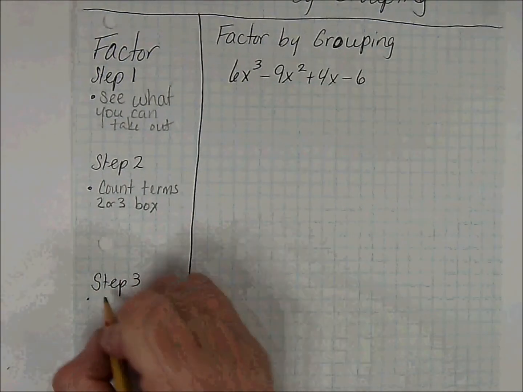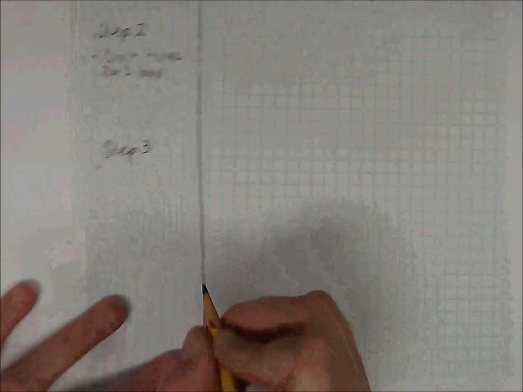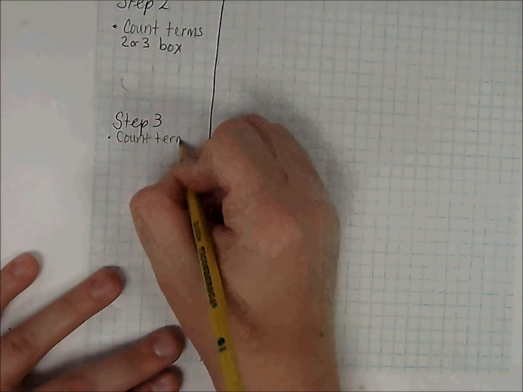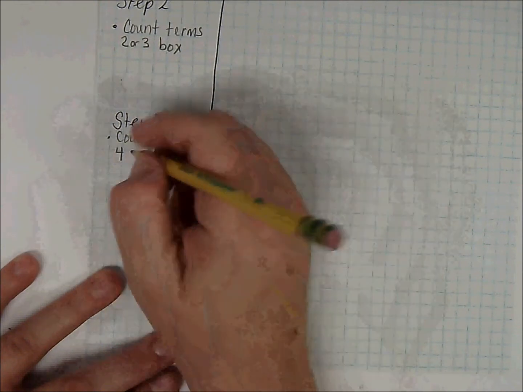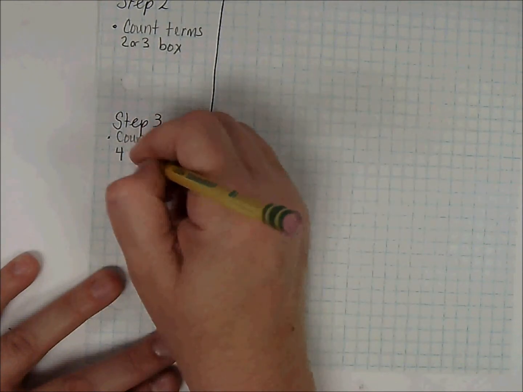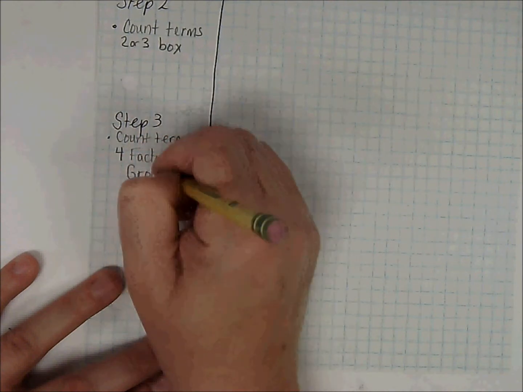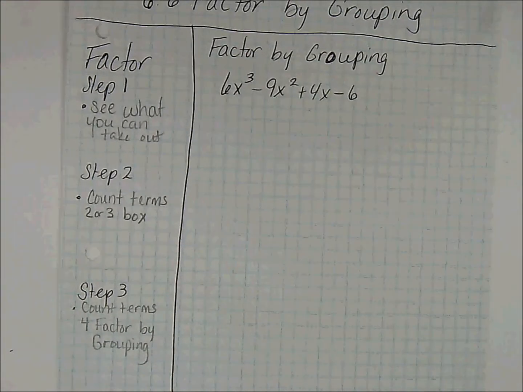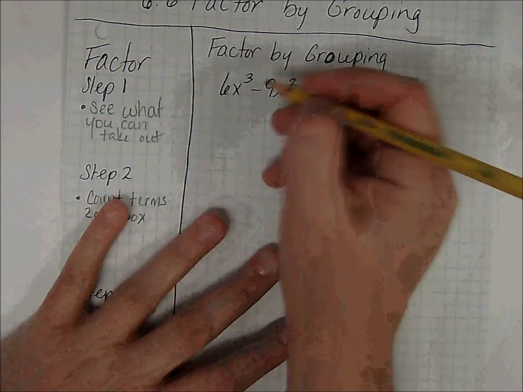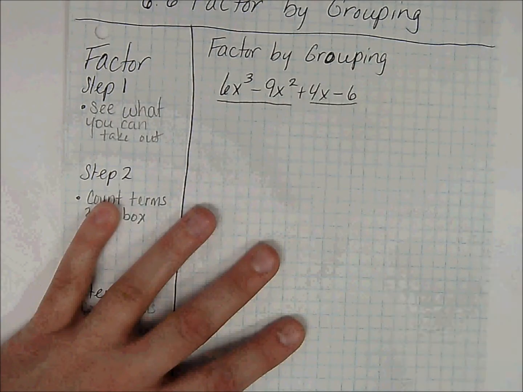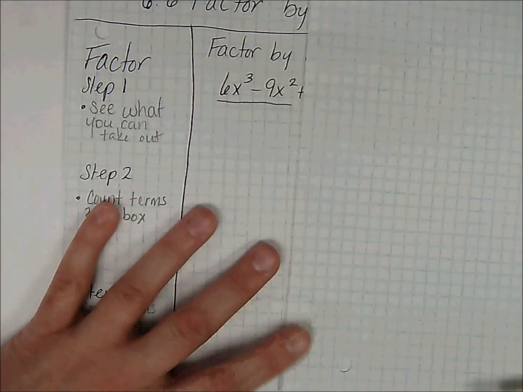So I'm going to write down here, count terms, and 4, we're going to factor by grouping. Sounds weird, but it's actually kind of easy. What we're going to do when we factor by grouping is take these two and these two separately. We're only going to deal with half the problem at a time.